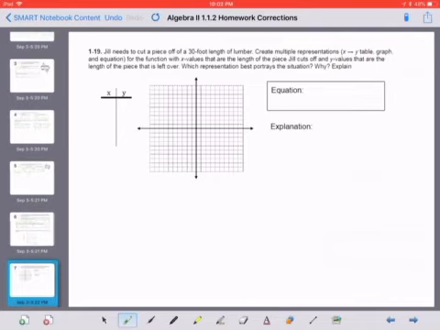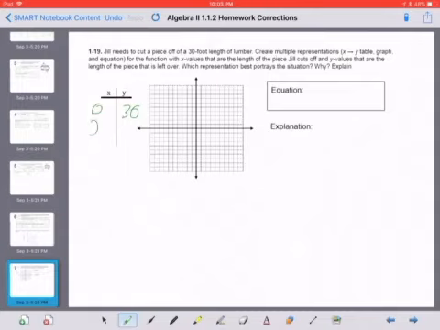Create multiple representations, an XY table, graph, and equation for the function. X values are the lengths of the piece Jill cuts off, and Y values are the lengths of the piece that's left over. Which representation best portrays the situation? Why? Explain. So, similar to the first problem that we did, 0 would be 30, because that's how much she's going to have before she cuts anything off.